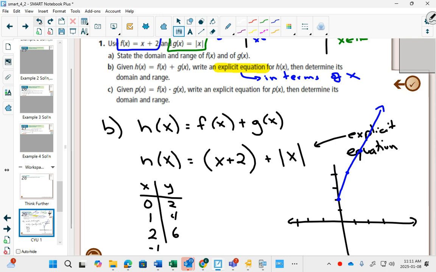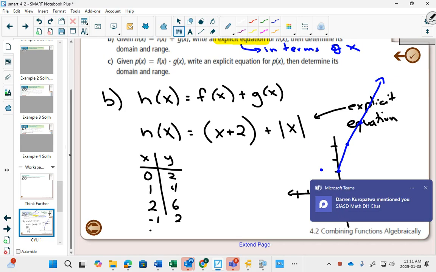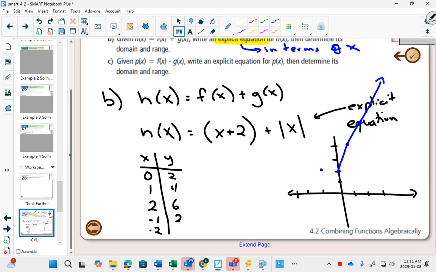But notice what happens when you plug in -1. -1 plus 2 is 1. -1 in the absolute value would be +1. So this will become 1 plus 1, which is 2. And notice what happens if you plug in -2. -2 plus 2 is 0. Absolute value of -2 becomes +2. You get 2 again. This ends up being a flat line straight everywhere to the left.